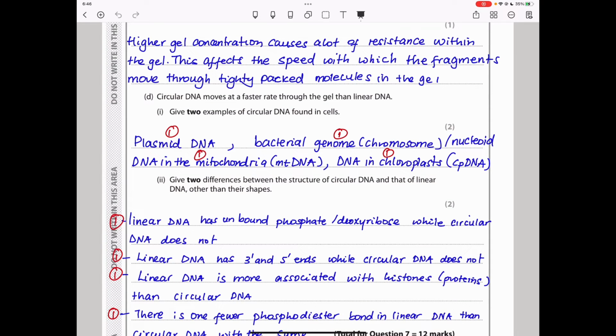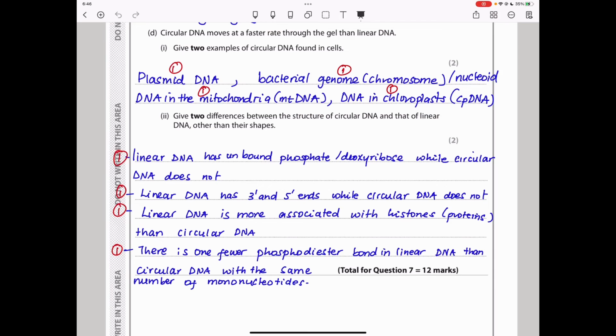The next part says circular DNA moves at a faster rate through the gel than linear DNA. Give 2 examples of circular DNA found in cells. We have plasmid DNA, we have the mitochondrial DNA, we have the chloroplast DNA, and we have the bacterial genome, or you call it the chromosome or nucleoid of the bacteria.